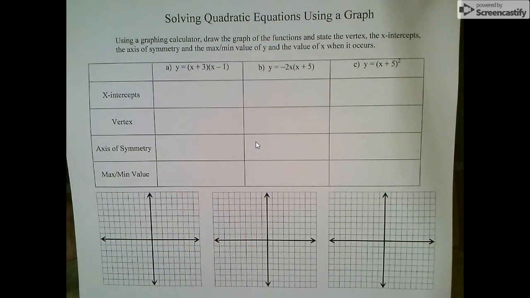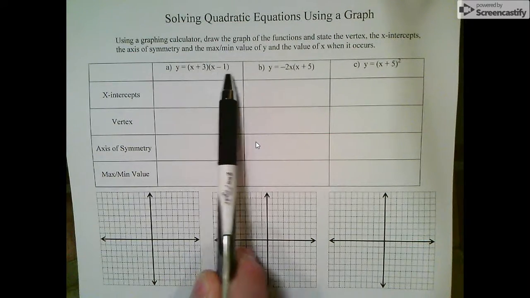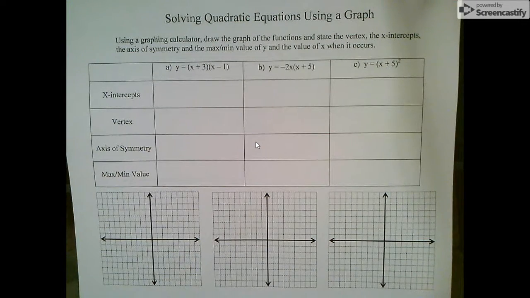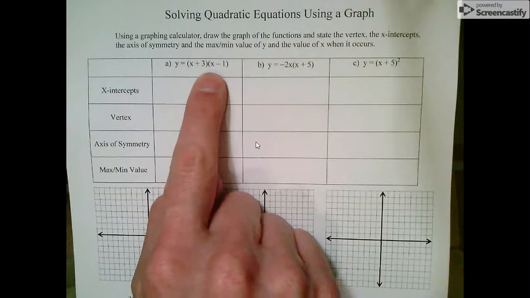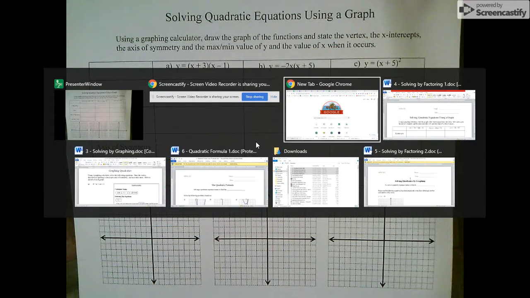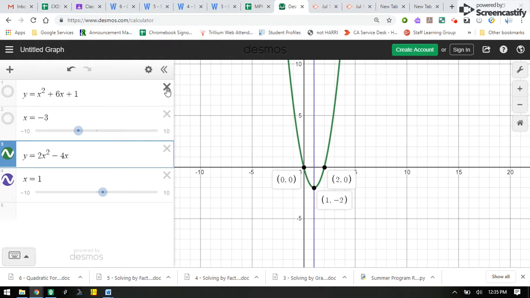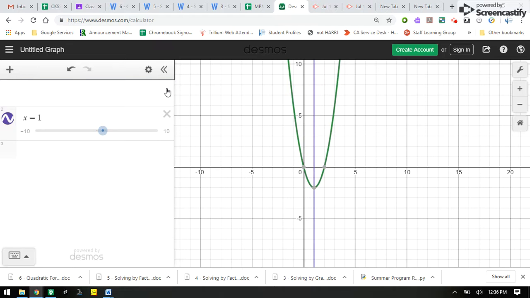Okay, so let's start in Desmos. We'll graph this first guy here, x plus 3 multiplied by x minus 1. Notice it's in brackets, so each of those binomial factors, because there's two terms in each of those factors, we will graph exactly as it appears. So flipping over to Desmos here, let's just get rid of last lesson stuff.